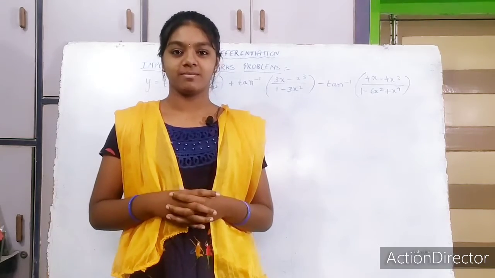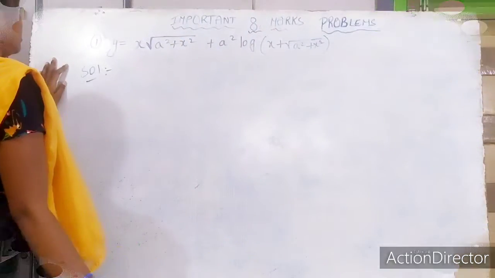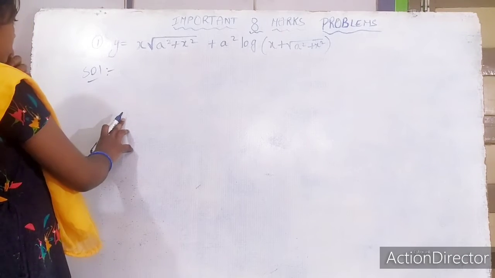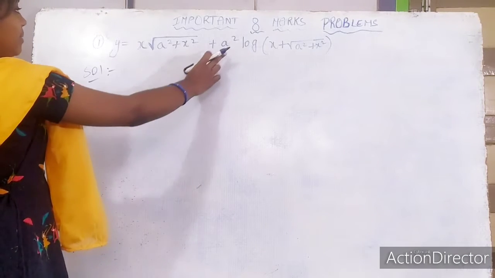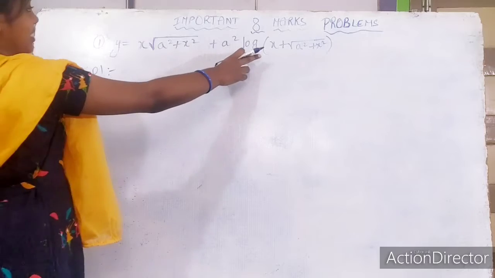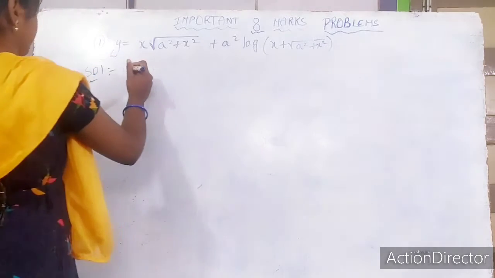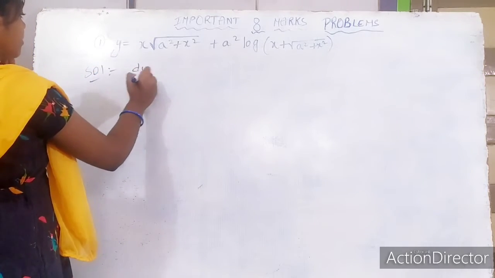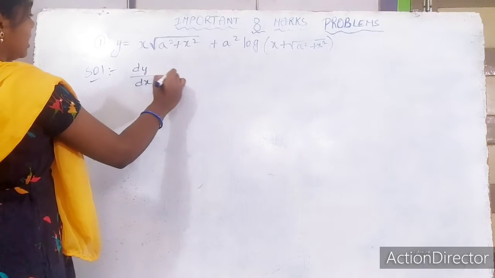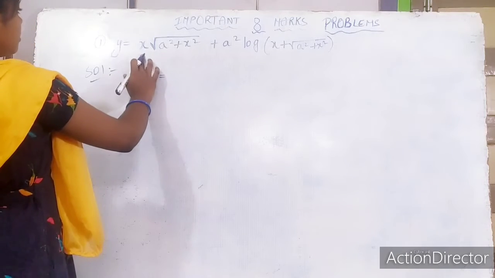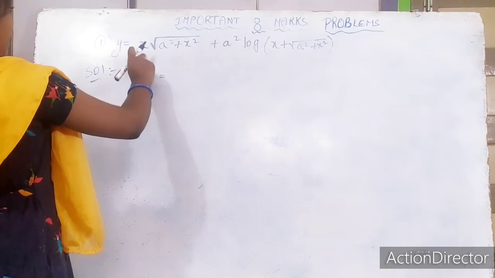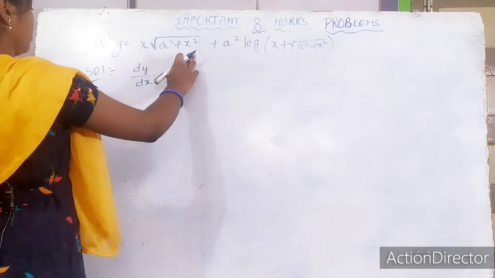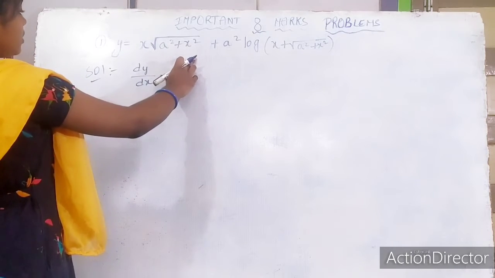Let's see them. Now the given function is y equals x root of a square plus x square, plus a square into log of x plus root of a square plus x square. Now we will find the derivative, that is dy by dx. The first part, x root of a square plus x square, is of the form uv.